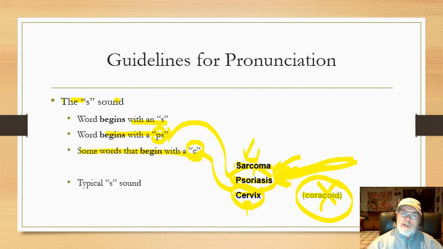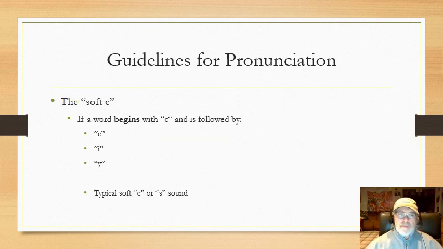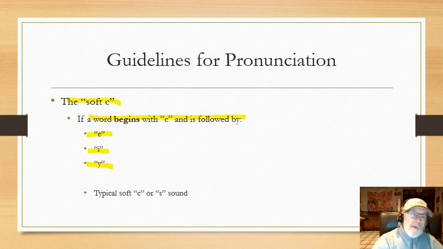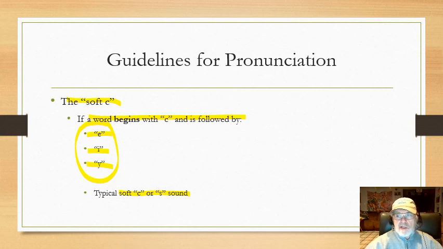That's one of those that doesn't follow the S sound. Soft C: if the word begins with a C followed by an E, an I, or a Y, similar to those vowels we talked about, it also has a soft C, or the S sound. So, cellulitis. This is almost like the S that we had before. Cellulitis is basically an infection of the skin. That's what that is.